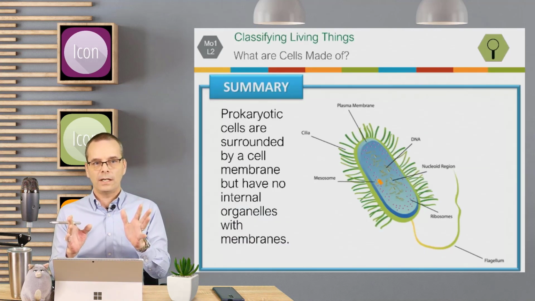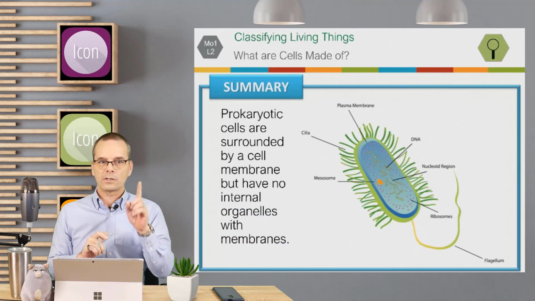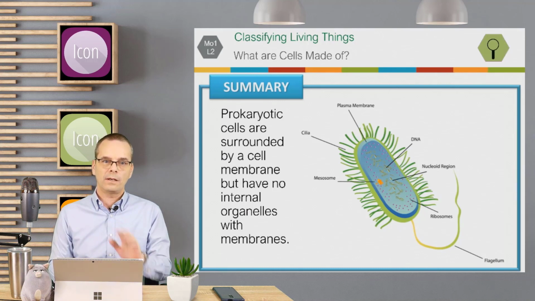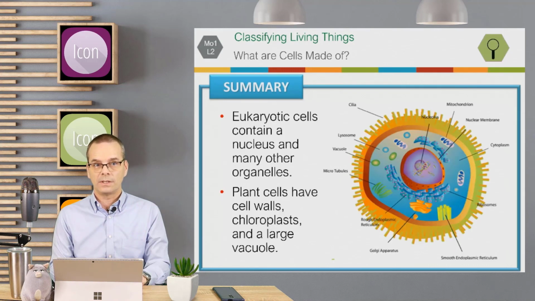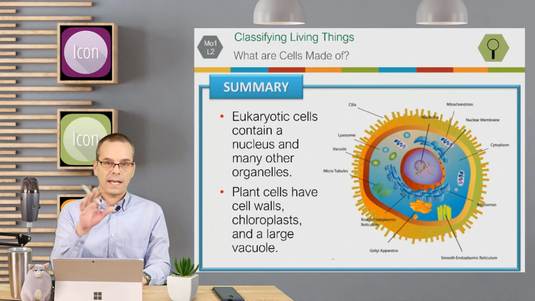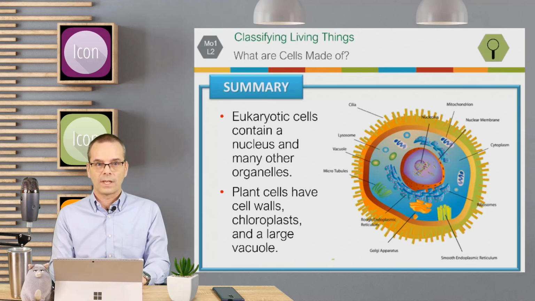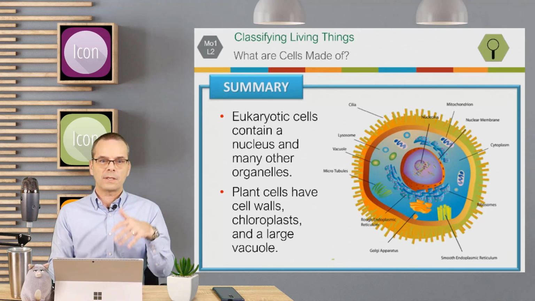So in summary, prokaryotic cells are surrounded by a cell membrane, but they do not have organelles. Those are inside of a eukaryotic cell. A eukaryotic cell has a nucleus and organelles. Plant cells have cell walls, and they also have chloroplasts and very large vacuoles.